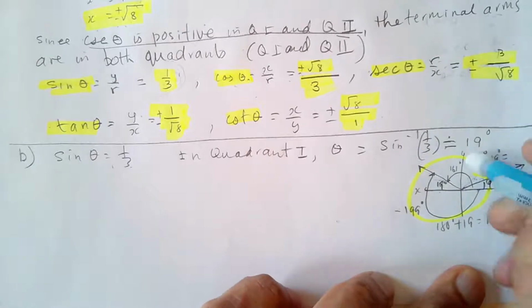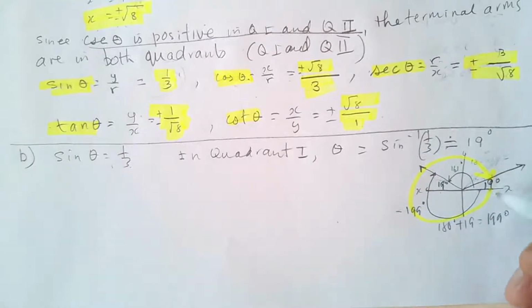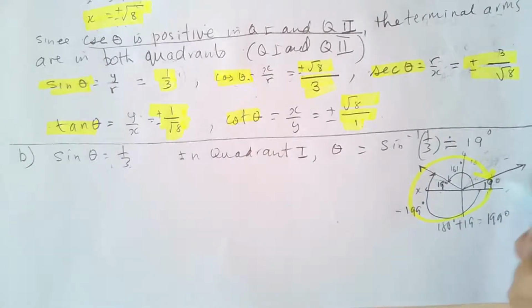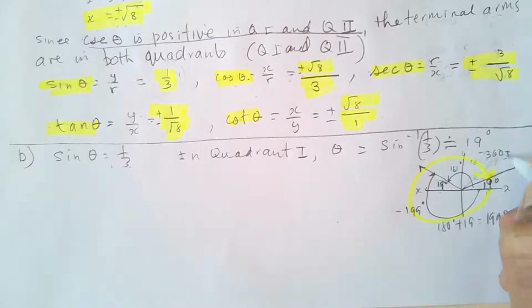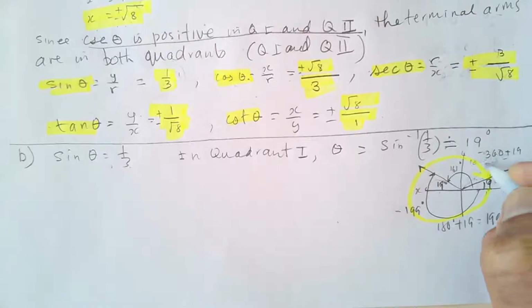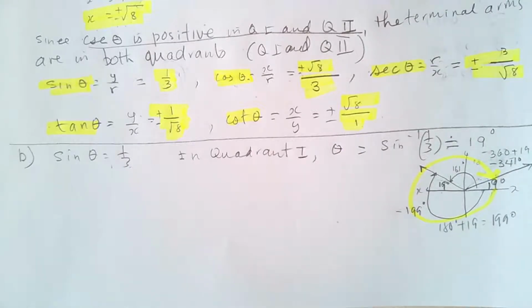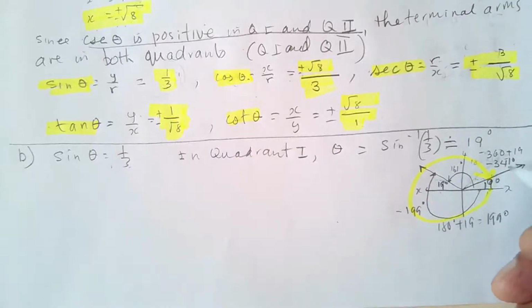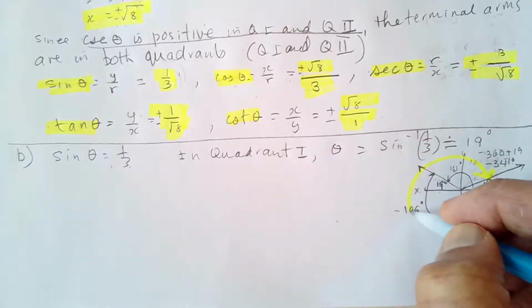Now, I'll erase this here. If we go all around, here's 180, 90. So it's 360 minus 19. So we can have here 360 plus 19. This will give us an angle of negative 341 degrees. So we have a coterminal angle at 341 degrees and coterminal at -199.